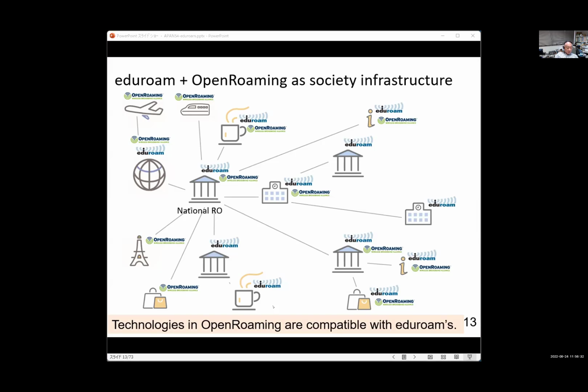So, for example, we have a national roaming operator here. This roaming operator supports OpenRoaming in addition to Eduroam, and tourist sites will have OpenRoaming. Shopping malls will have OpenRoaming, but not Eduroam. But there's a mechanism to accept Eduroam credentials on OpenRoaming. In other sites, for example, the shopping mall has both Eduroam and OpenRoaming service.